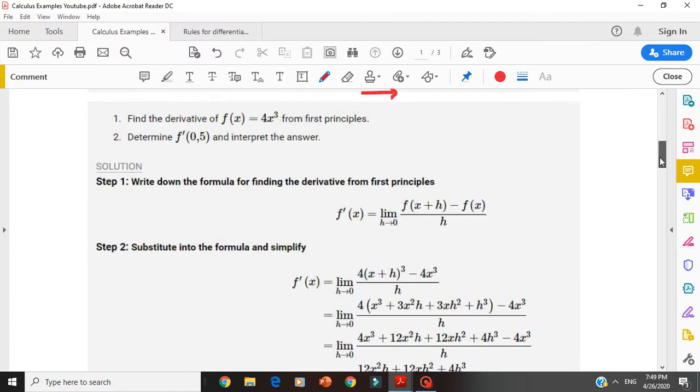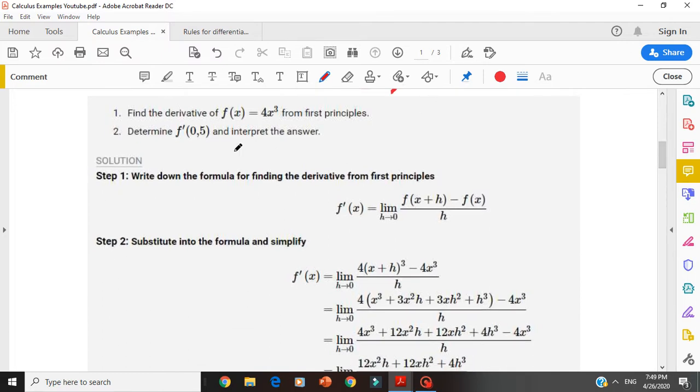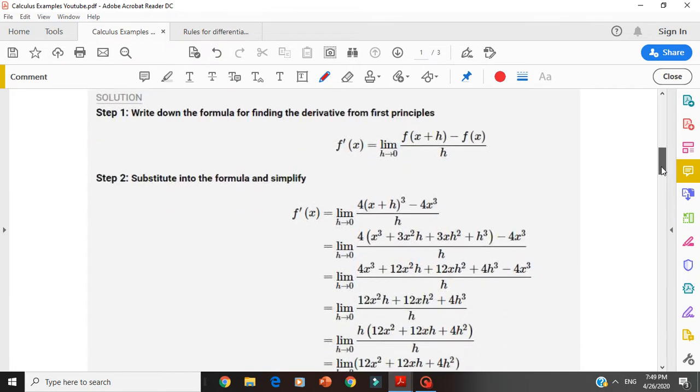Okay, let's move on to our next example. The next example says that we need to find the derivative of f of x equals 4x cubed using first principles. Okay, so here's another very good problem that could come out in your exams. So the first step is to write down the original equation, and then the next step we're going to be taking is to separate these parts and recombine them at the end.